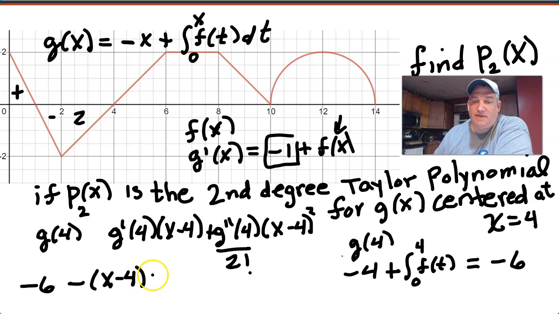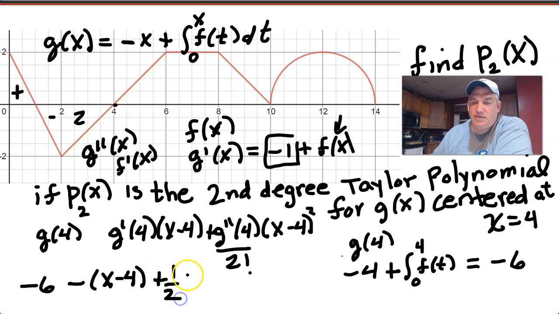And then lastly, we find g double prime 4. Well, g double prime, as we saw in the last example, is just f prime. And so we have to find f prime of 4. So we need to find the slope at 4, but it's the same as the slope of the entire line. And that's just going to be up 2, and then over 2. So it has a slope of 1. So my g double prime 4 is 1. So I have plus 1/2 times x minus 4 quantity squared. And that's my Taylor polynomial.